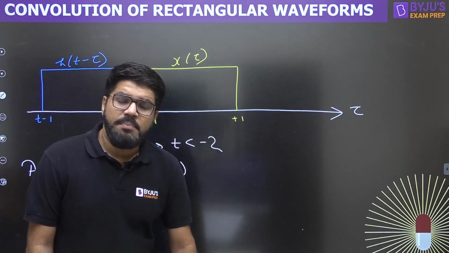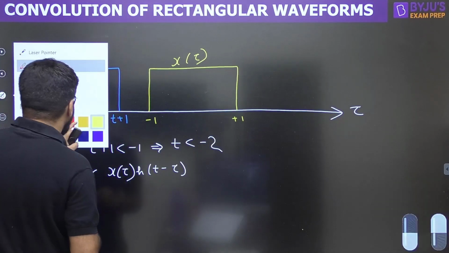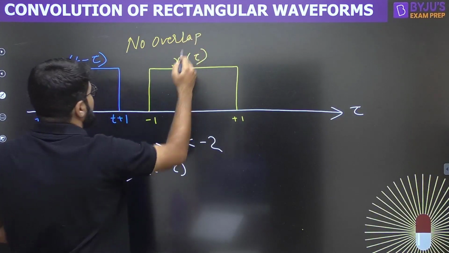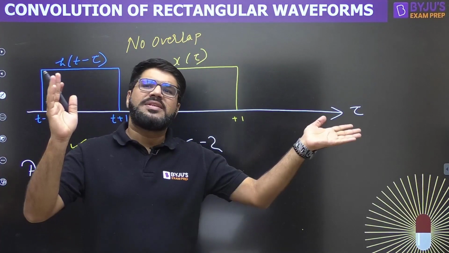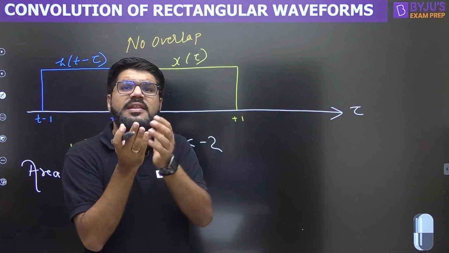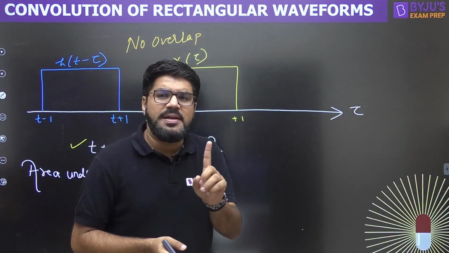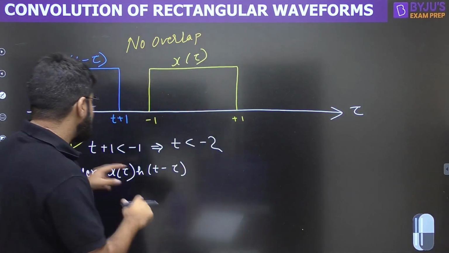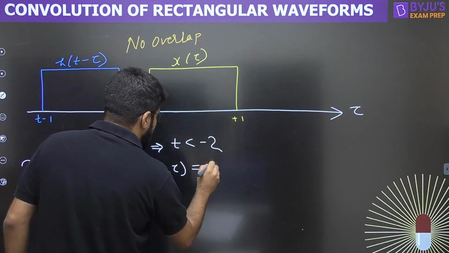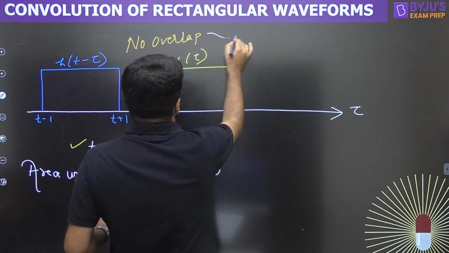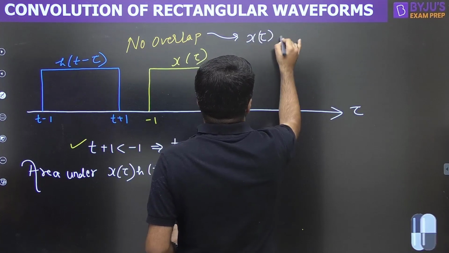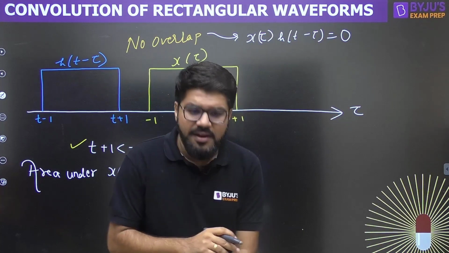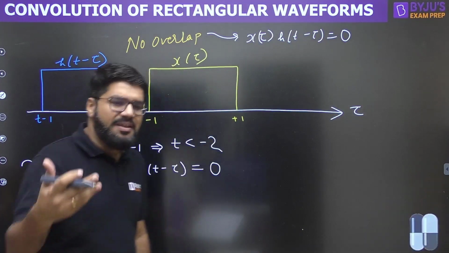But in that case, both of them are non-overlapping, right? One of them ends and the next one starts. So there is no common value of time where they overlap and can get multiplied. If one of them is 1, the other is 0, and when the other is 1, the first one is 0. So the area under x of tau h of t minus tau will be 0, right? Not only the area, since there is no overlap, x of tau h of t minus tau itself is 0, and since the function is 0, the area under the curve will be 0. We will understand this through animation also.